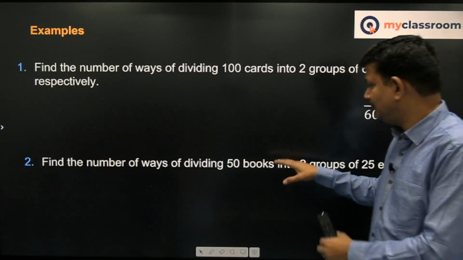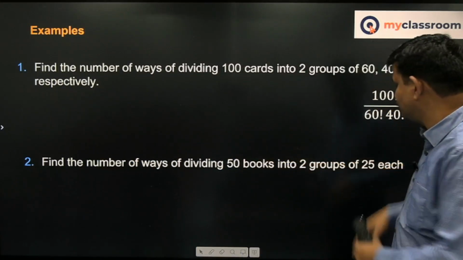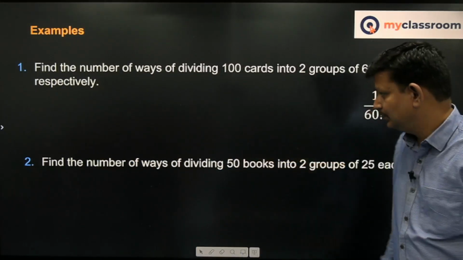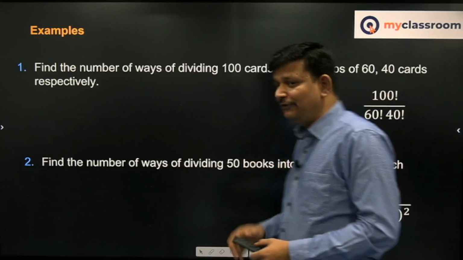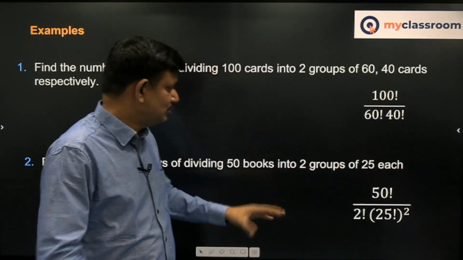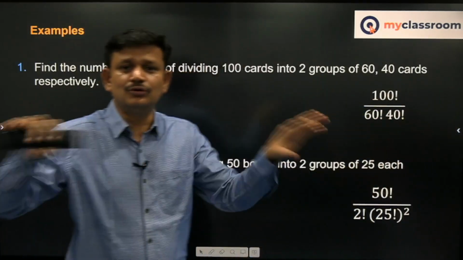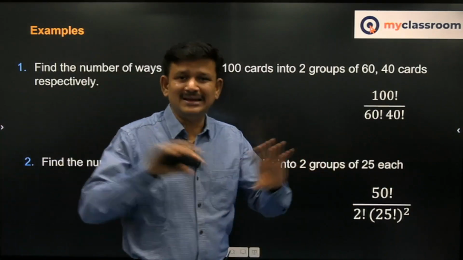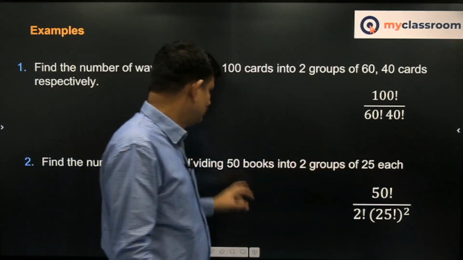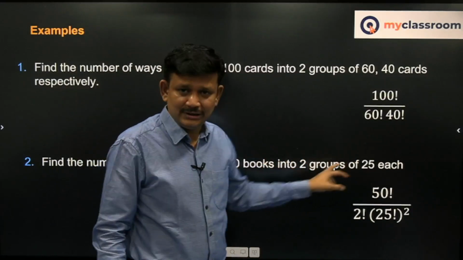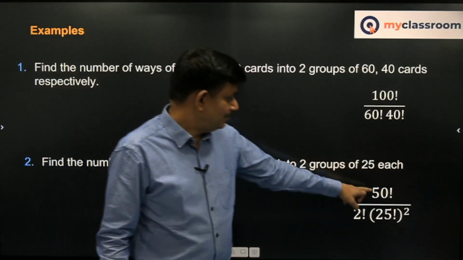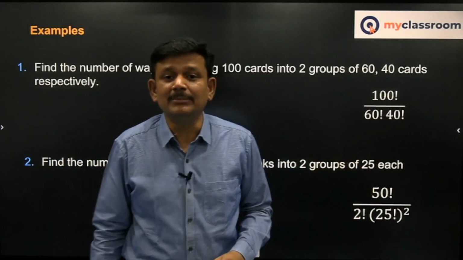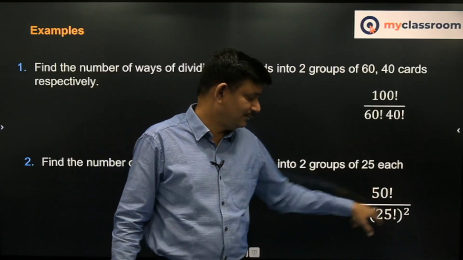Find the number of ways of dividing 50 books into 2 groups of 25 each. 50 books into 2 groups. Simply you are dividing into 2 groups. So, here order is not important. You just have to divide them into 2 groups and they are equal, 25 each. Because the order is not important, I am dividing by 2!: 50! by (25!)^2 into 2!.